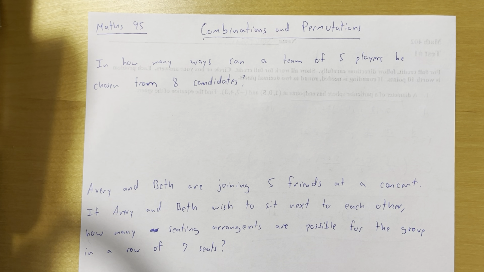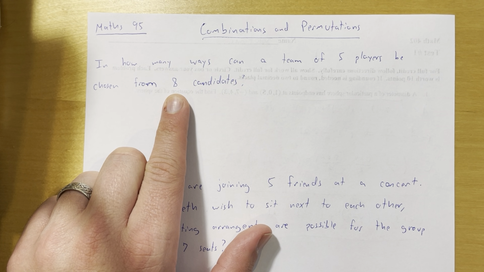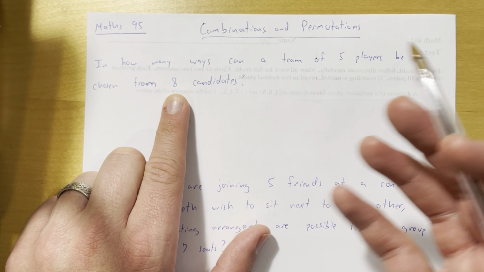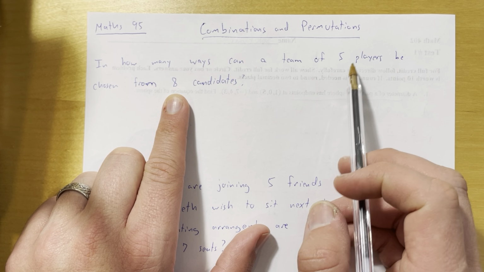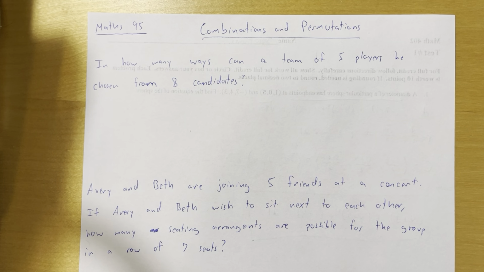It says, in how many ways can a team of 5 players be chosen from 8 candidates? So the total here is 8, and the subset that we're selecting is these 5 players. So we're choosing 5 players from a group of 8. Now, let's just say the players are denoted by letters of the alphabet. Player A, B, C, D, E, F, G, H.